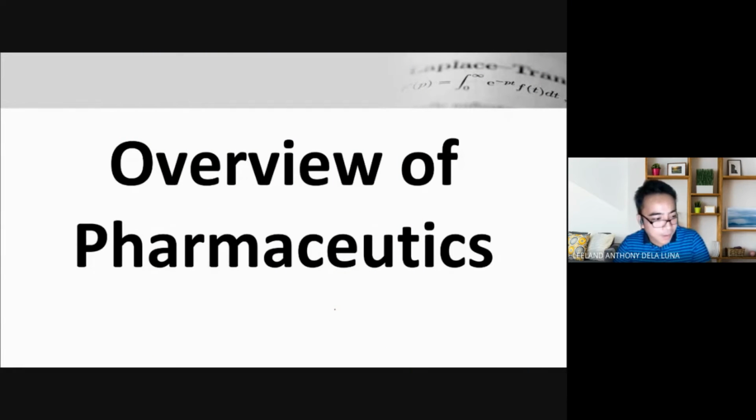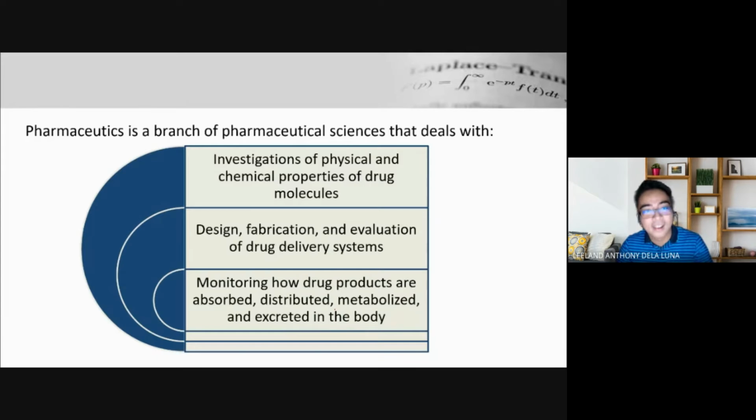So let's have an overview now, class, of pharmaceutics in general. Pharmaceutics class is basically a branch in pharmaceutical science that deals with the investigations of the physical and chemical properties of our drug molecules. Both physical and chemical properties. Why? Again, guys, if we want to make our drugs into a dosage form, we need to first understand its physical and chemical properties. Alamin ko muna saan siya compatible, saan siya incompatible.